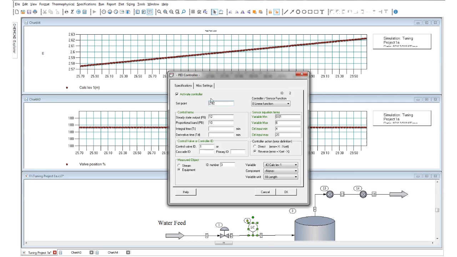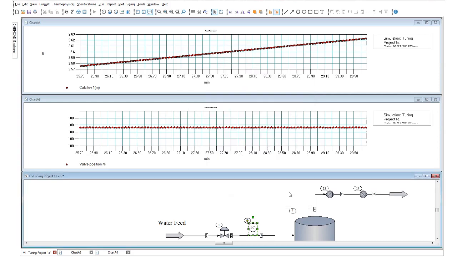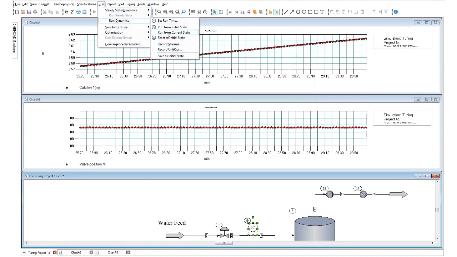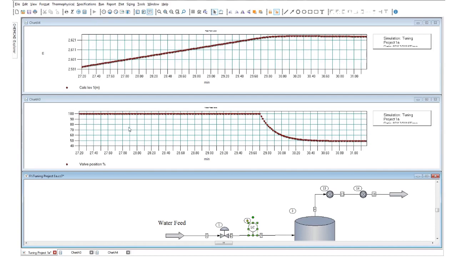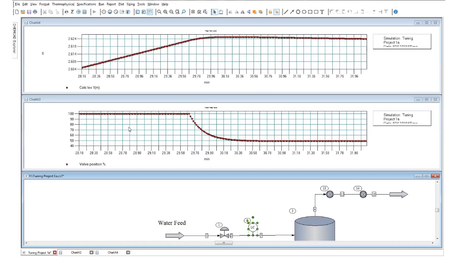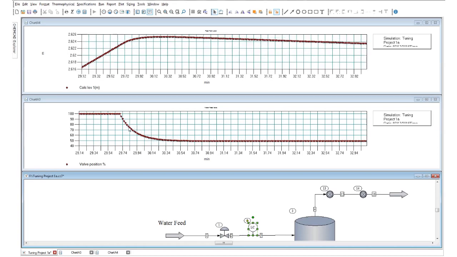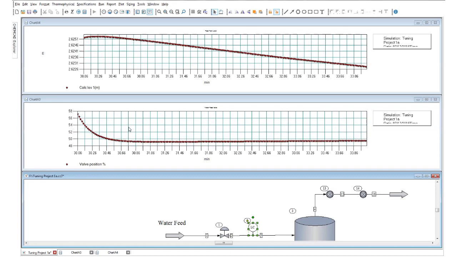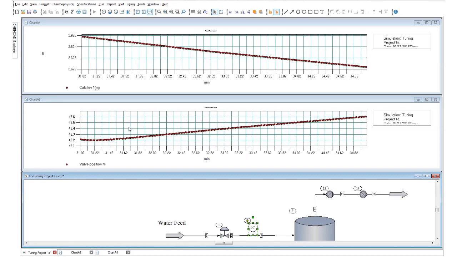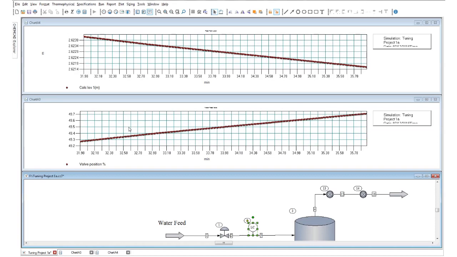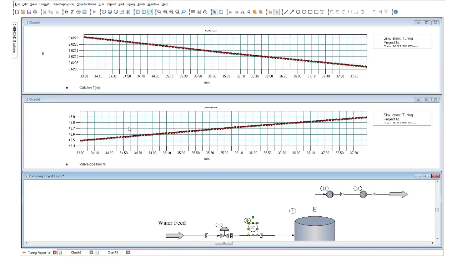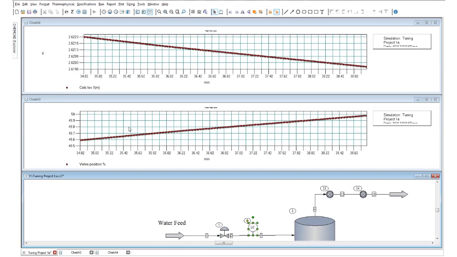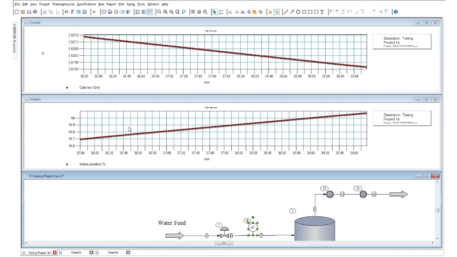So right now I'm slightly above my set point. Click OK. Hit run, run dynamics, run from current state. Look what happens to my valve. The valve starts to close. Now it's at about 50% opening, and my level is now starting to go down. Remember, I wanted my level to be 2.62 meters, and we'll see what happens as we approach that. We should be able to hold that value.